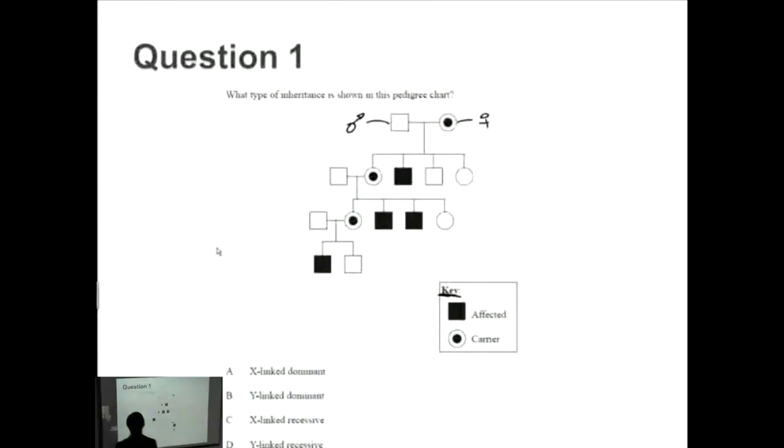So the important thing to notice about this first question, what type of inheritance is shown in this pedigree chart, is that you need to know that the squares correspond to male and that the circles correspond to female. That's the first thing that you need to know about. And after that, you can later determine whether it is an X-linked dominant or Y-linked dominant or recessive. Now the first thing is to say that the most common is X-linked recessive. And that's what the IB loves to test you on, X-linked recessive. This is very common, okay? So if you are completely stumped by these pedigrees, just have a guess of X-linked recessive.